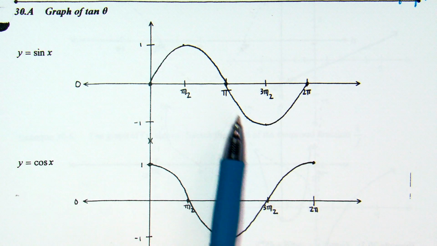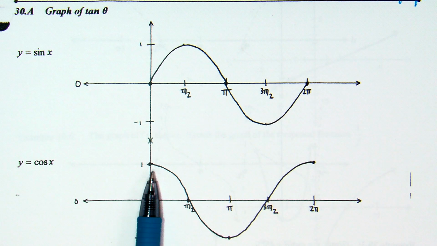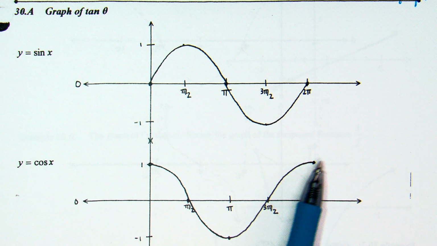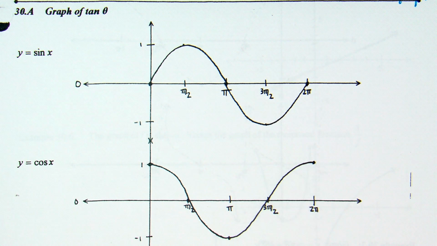With cosine, you just start in a different location. It's the same graph, but you're starting up here at 0, 1. And again, every fourth of the way, we cut through, we bottom out, we cut through, we max out. Okay, however you remember it, I don't know.